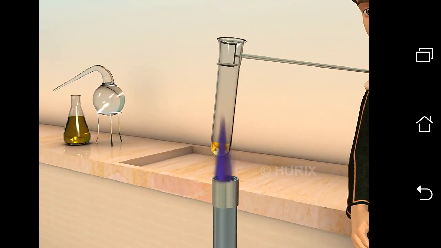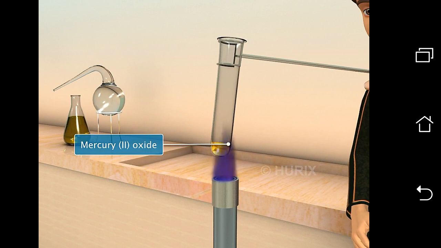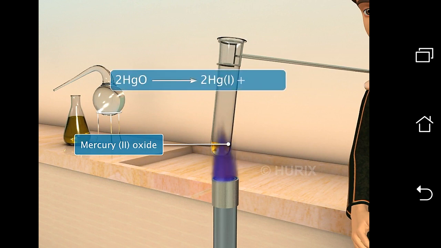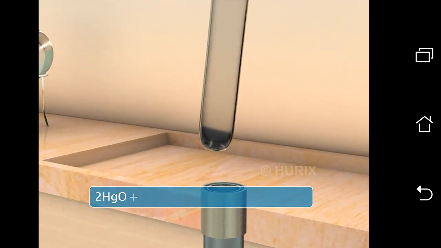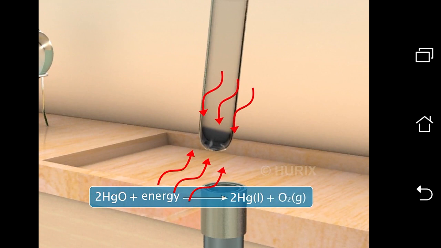Now observe the decomposition of mercury 2 oxide. The chemical process takes place only when the test tube is heated constantly. Is this an example of an endothermic reaction? Yes, an endothermic reaction is a reaction in which energy is absorbed. Endothermic reactions absorb energy either in the form of heat, electricity, or light.